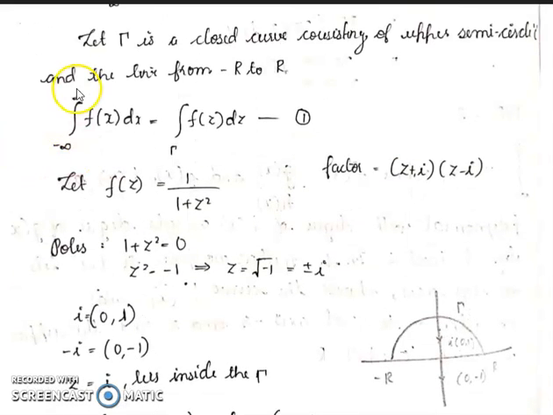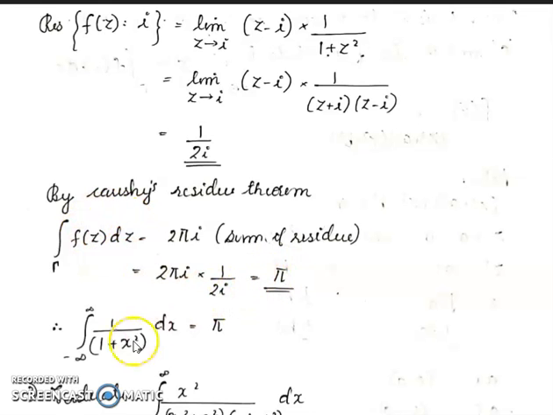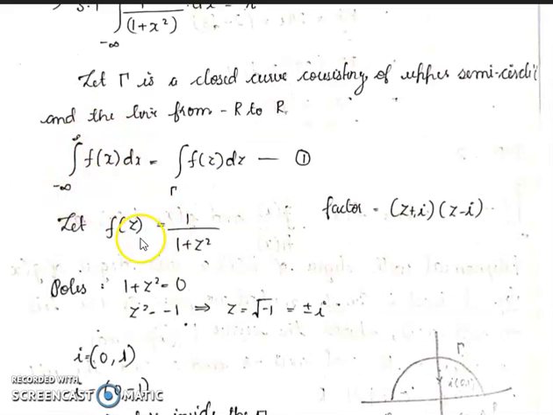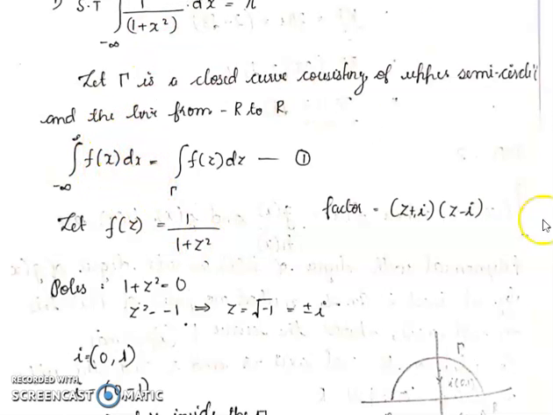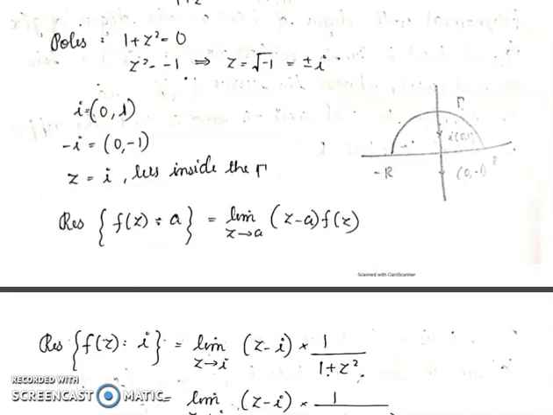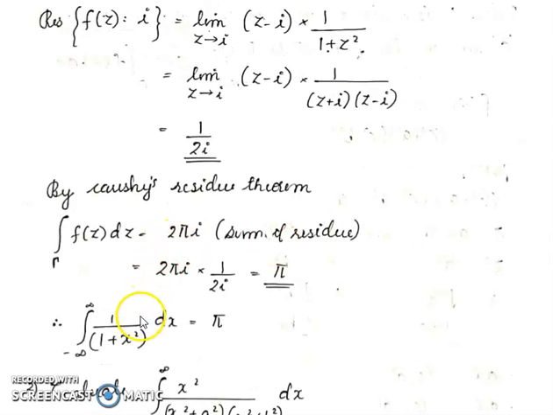What is equation 1? The integral from minus infinity to infinity of f of x dx is the integral over gamma of f of z dz. Now what is the integral over gamma of f of z dz? It is pi. So the value is pi, that is the integral from minus infinity to infinity of f of x, which is 1 by 1 plus x square dx. That is our question. So we have proved this is equal to pi. That is the type 2 method we have followed, and we have proved the integral value is equal to pi.